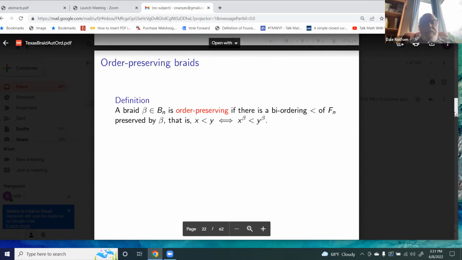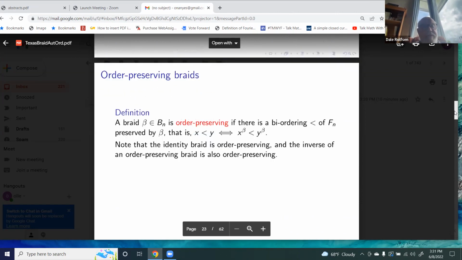Now I'm going to call a braid order preserving if there's a biordering of the free group Fn preserved by beta. That is, x is less than y in the free group if and only if its image under beta, x beta, is less than y beta. So clearly the identity braid is order preserving. The inverse of an order preserving braid is also order preserving. But it's not necessarily true that the product of two order preserving braids is order preserving, because they may preserve different orderings.